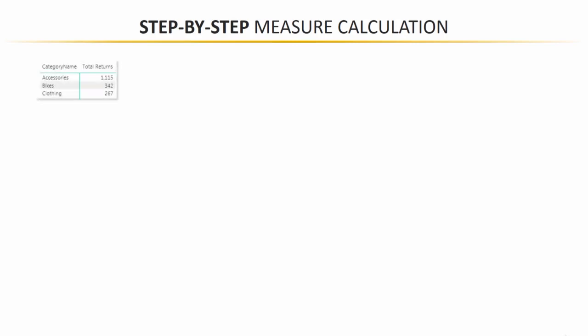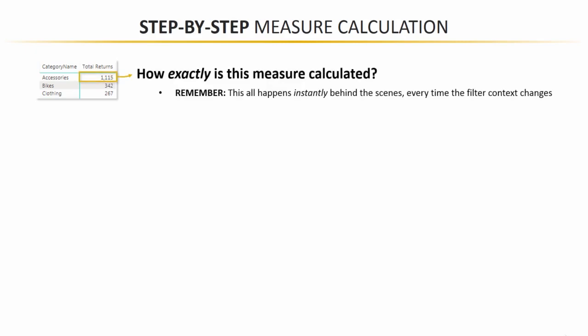So let's consider a simple matrix view like this. In this case, we're evaluating a total returns measure based on category names. And what we want to figure out is how this particular cell, this accessories returns number of 1,115, is calculated.